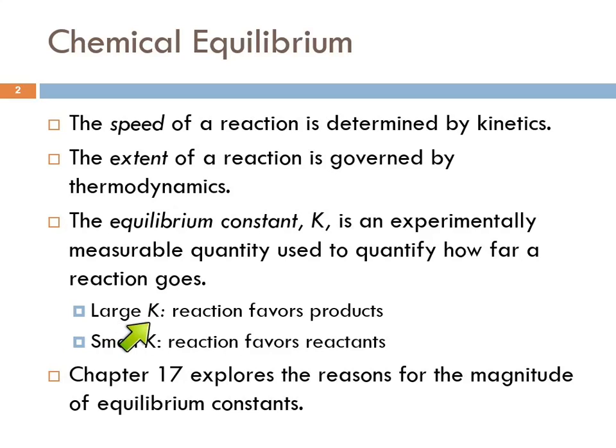So if we have a large equilibrium constant, then that means that the reaction favors the products. The reaction goes more in the forward direction. You're going to end up with more products than you have reactants after everything is done. A small equilibrium constant means the reaction does not go forward very far. The reaction favors the reactants. The reaction goes a little bit.